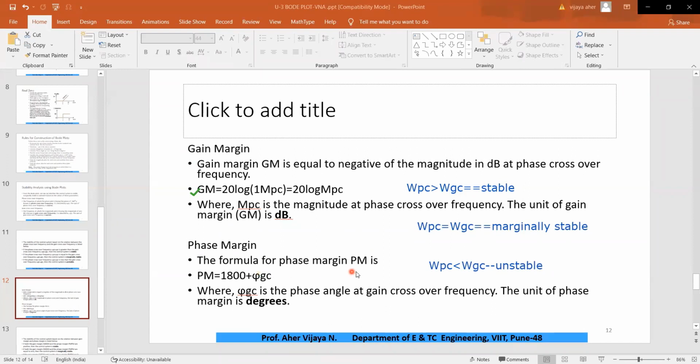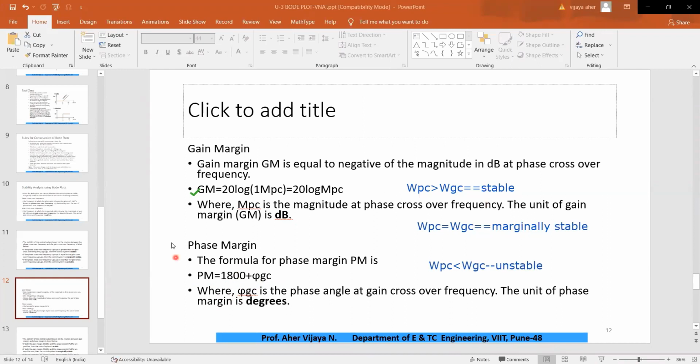The formula for phase margin PM is equal to 180 degree plus phase angle at gain crossover frequency, φGC. So what is φGC? That is nothing but the phase angle at gain crossover frequency. Is that clear? And what is the unit of phase angle? Degree. Okay.